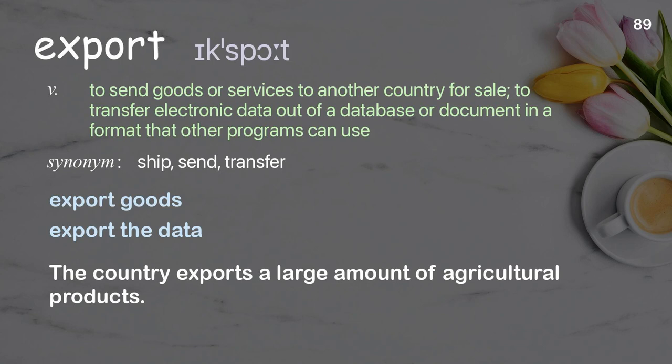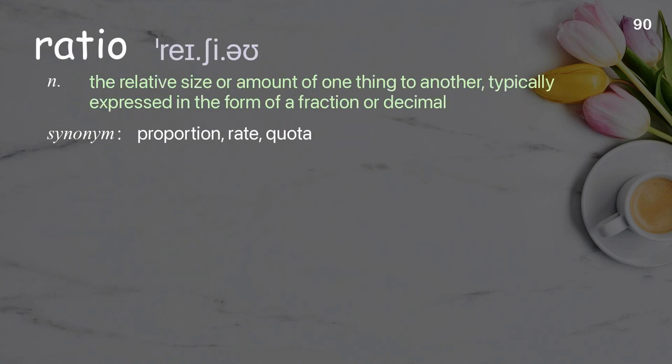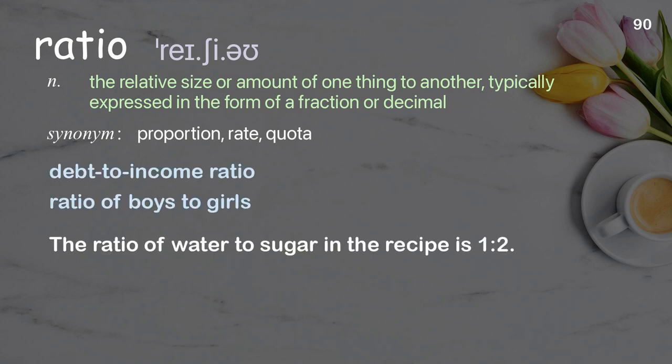Ratio. The relative size or amount of one thing to another, typically expressed in the form of a fraction or decimal. Examples: debt-to-income ratio, ratio of boys to girls. The ratio of water to sugar in the recipe is 1:2.